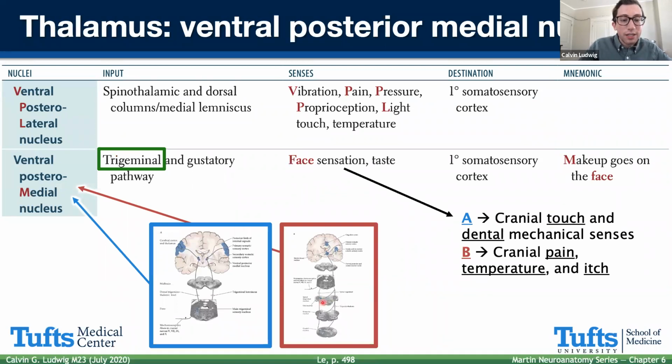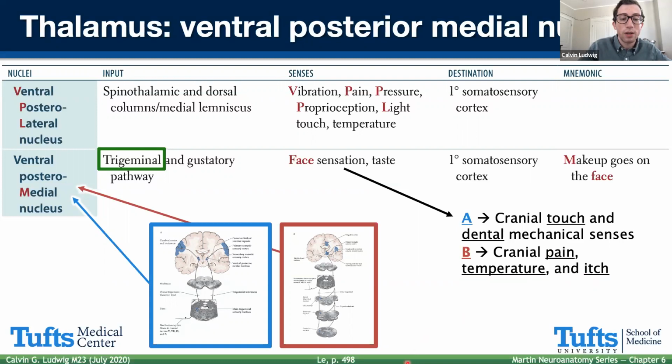But one thing I did want to point out is that both A and B, both of these 2 ascending pathways, do communicate with the ventral posteromedial nucleus. I just boxed the trigeminal pathway because that's what we're talking about. And this chart only says face sensation, but now we know that it's a bit more than that: touch, dental mechanical senses, cranial pain, temperature, and itch. And then finally, I do like the mnemonic here for the ventral posteromedial nucleus. Makeup goes on the face, so we can view these two ascending pathways as dealing with the head and face, touch, pain, and temperature and itch on the head and face.